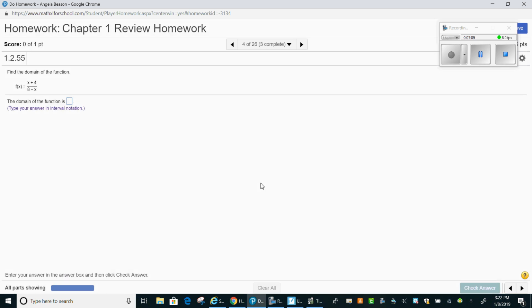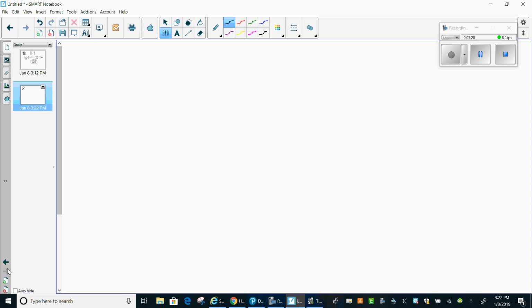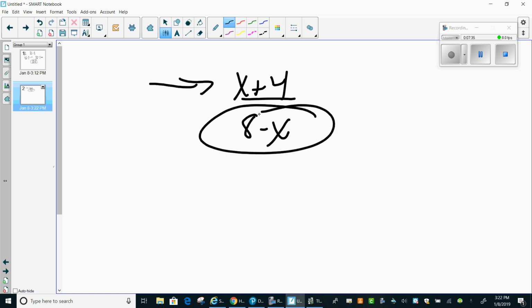All right, on to question number 4. Find the domain of the function. This is x plus 4 over 8 minus x. Let me come over here to show you. X plus 4 over 8 minus x. We talked about domain one day this week, but what we said was that the top, the numerator can be anything you want it to be, but the denominator is limited because x cannot be anything that would make this equal to 0 because we can't divide by 0. So in this case, x can't be 8 because 8 minus 8 would be 0.